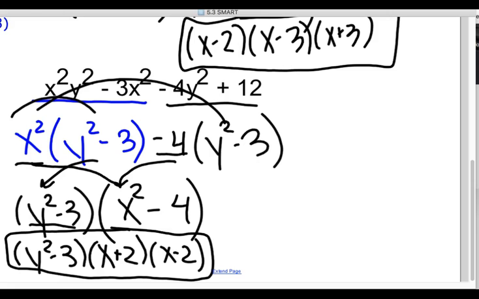How do you get the x plus 2 and x minus 2? Because if it's x squared minus 4, where does x squared come from? X and x. 4 is a perfect square, 2 and 2. So since there's another pattern there, this one we can't do because 3 is not a perfect square. All right, one more.